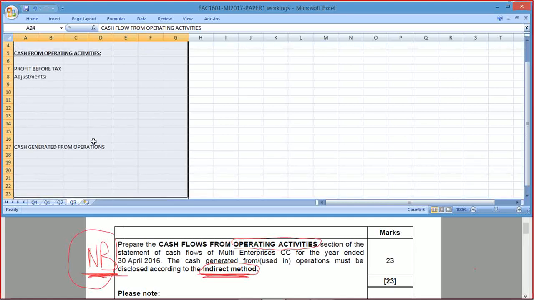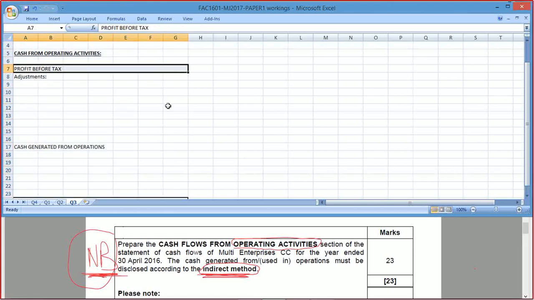Sorry. This is what we need to learn. Once we've got this, then all I need to do is look at the information in the question and do the calculations. Got that? I've got that. Okay, so that's where you start. Alright, cash flow from operating activities, that's the section that I need to build.